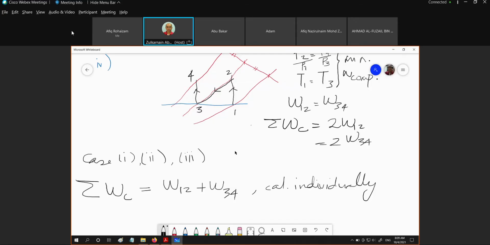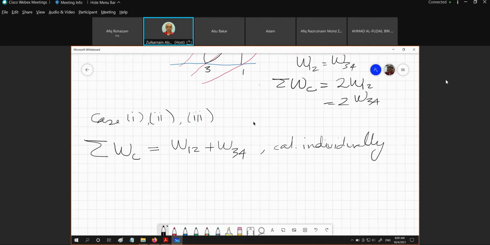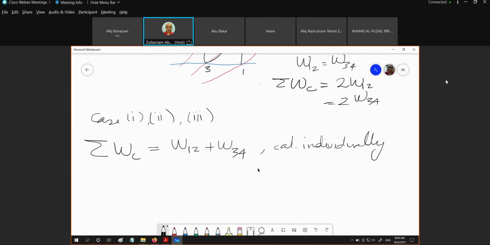Expansion or multi-stage expansion in turbine with reheat, and the second modification made is to have multi-stage compression with intercooler, or with intercooling process. So that is what we have looked at last week.